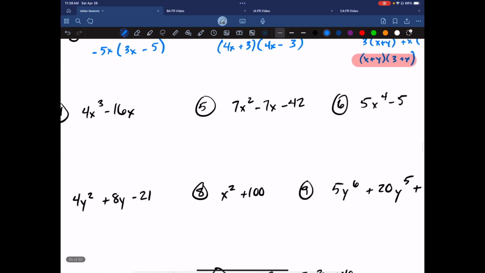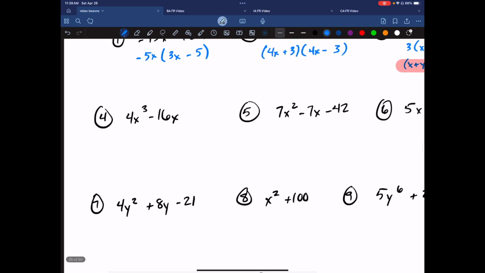All right, number 4. I can take out a 4, I can take out an x. Let me start there. This is going to give me x squared minus 4. Well, the x squared minus 4 is the difference of two squares, so it's 4x times a binomial, x plus 2, x minus 2, because the square root of 4 is 2. And there's your answer there.